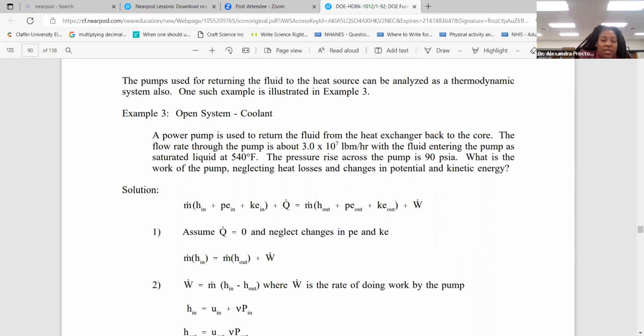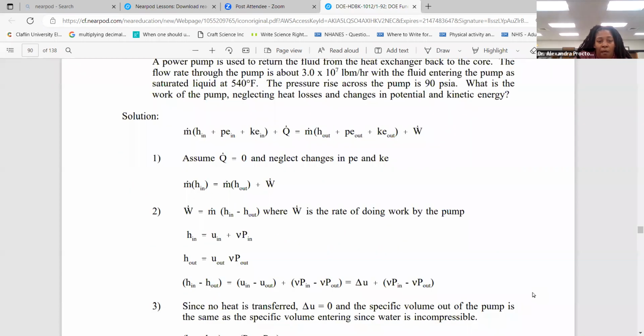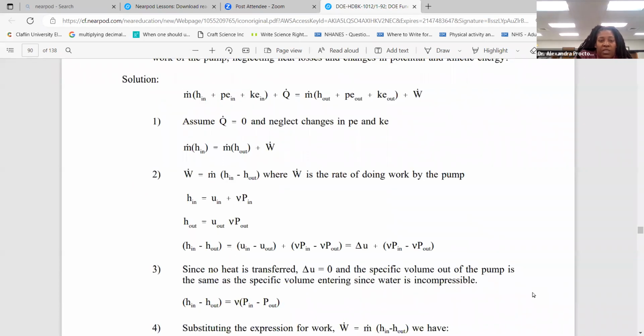W is equal to M times H in minus H out, where W is the rate of doing work by the pump. Like I said, they're able to cancel some of the terms out because of the conditions that are placed on this particular problem. So W is equal to M times H in minus H out.